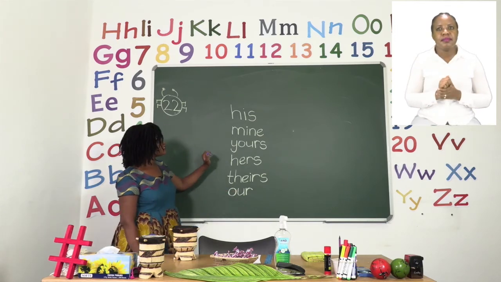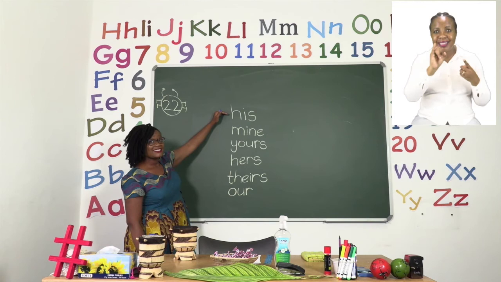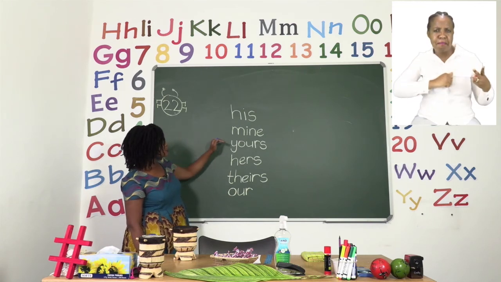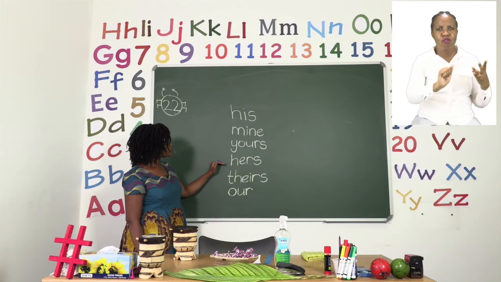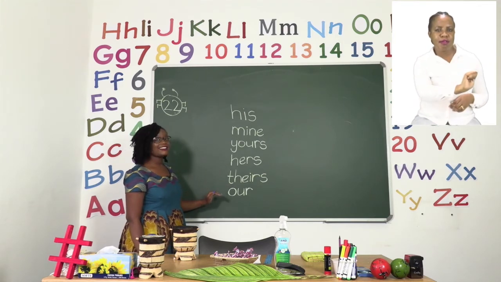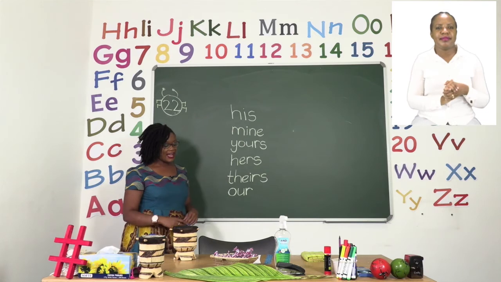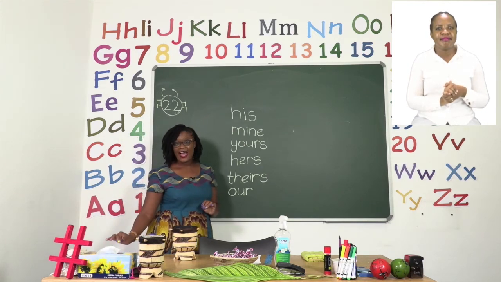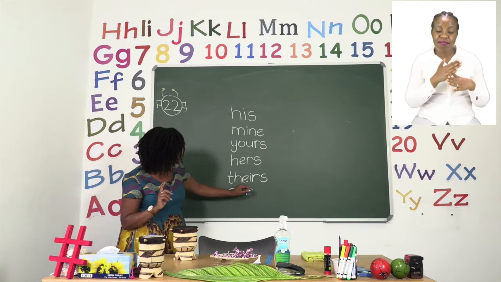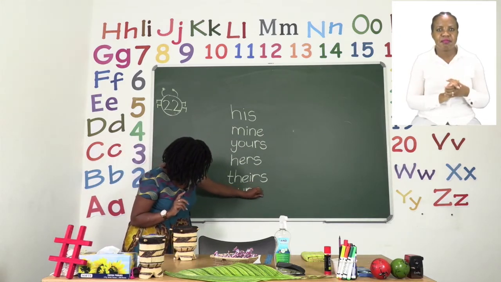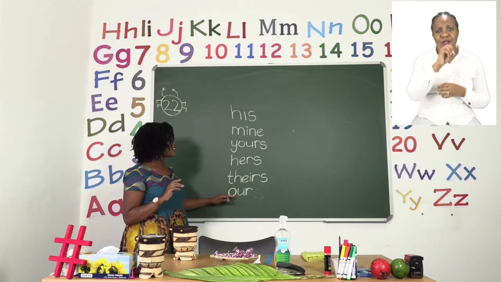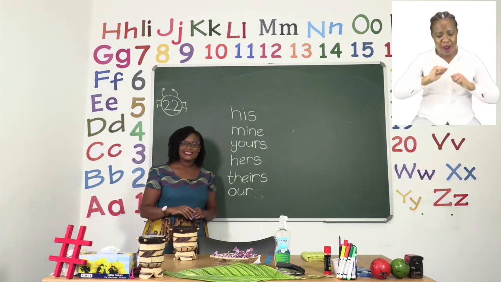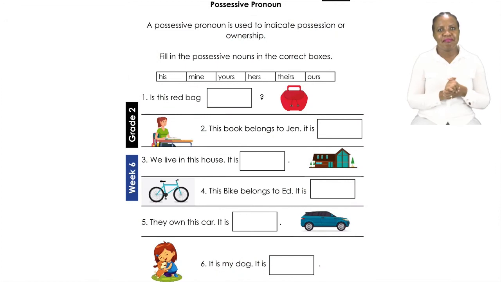So we have our possessive pronouns: his, mine, yours, hers, theirs, and ours. Now, let us take a look at our exercise. But before we do that, teacher forgot an S for the word ours. There it is. Now it says ours. Let's take a look at the exercise. We are going to be using the words in the box to put them in the sentences. Let's do number 5 together.